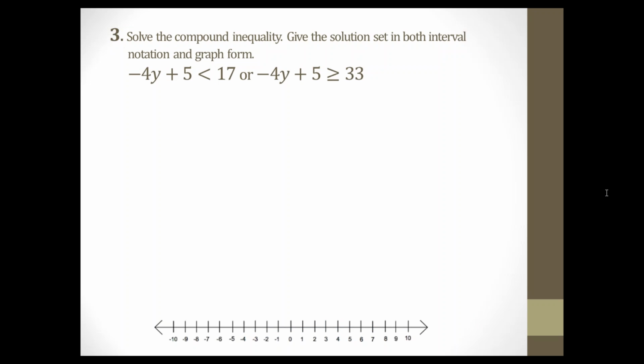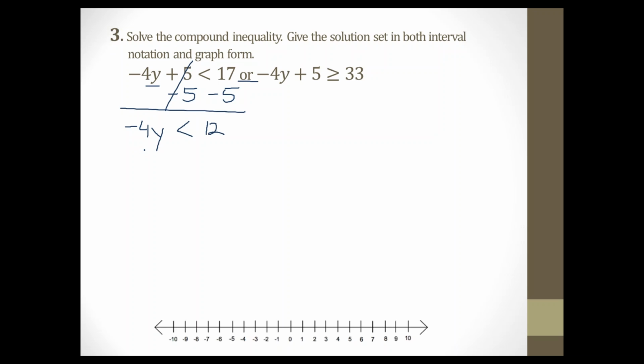Let's move on to number 3, which is similar, but in this case it actually says or. So the same steps as before, we first have to solve both of these inequalities separately. So let's start with the left side by solving for y. So let's subtract 5 from both sides, and we have negative 4y is less than 17 minus 5 gives me 12.